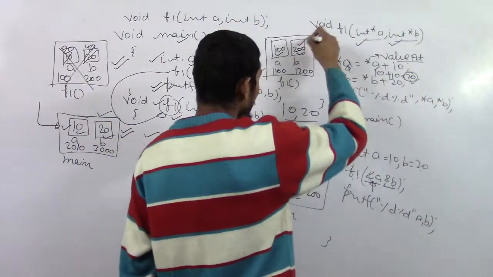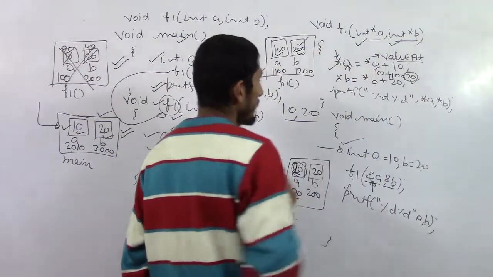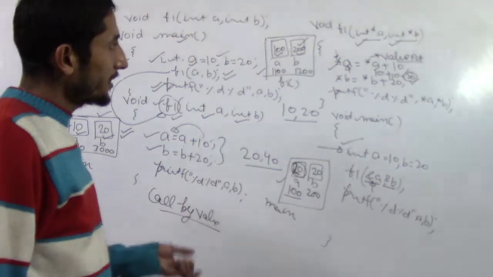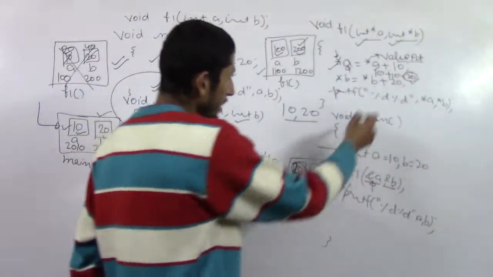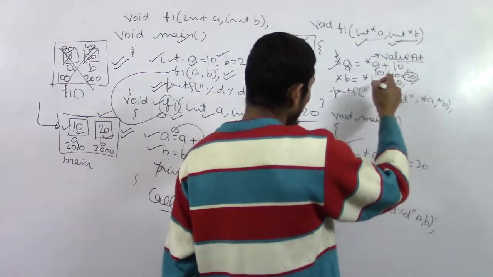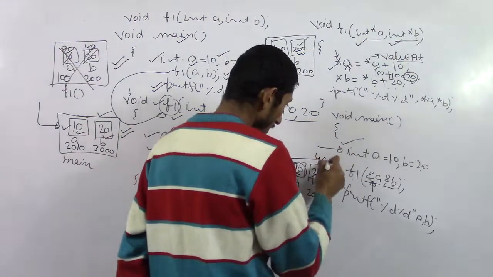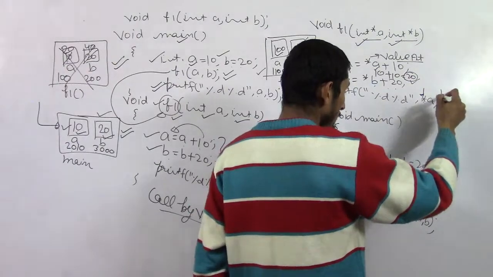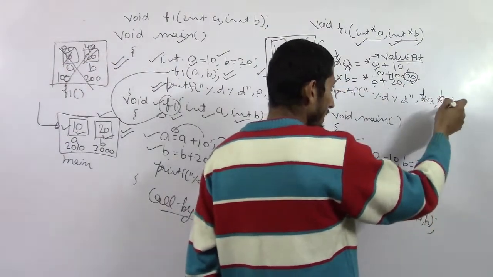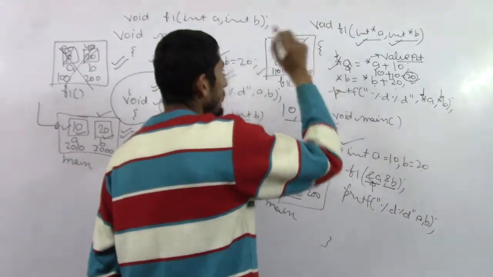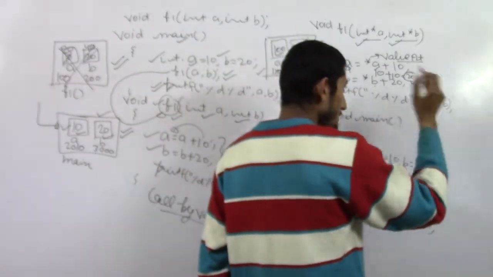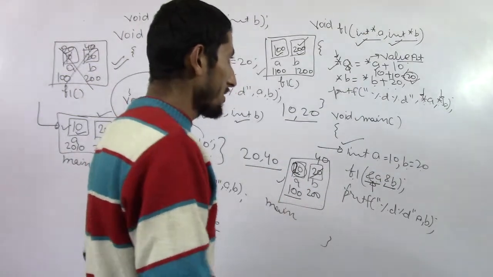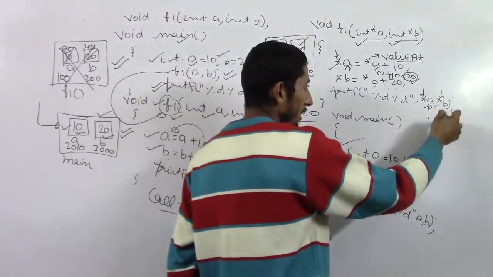In a similar manner, what is b? The value of b is 200. Value at b, that is star, because 200 is our address. So what is the value at b? The value at b is 20. So 20 plus 20 becomes 40. So whenever you print value at a, just pay attention, we are not printing the value of a and b. If you print the value of a and b, it will print 100 and 200. But we are putting star. The meaning of star is that we are going to print the values at that particular address. Which address? The address of a and the address of b.